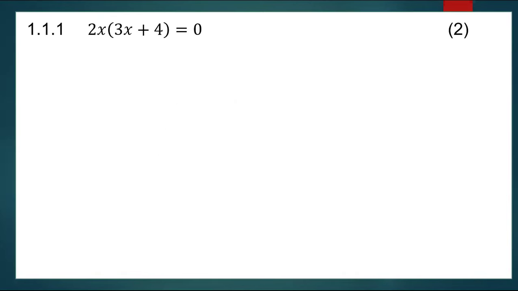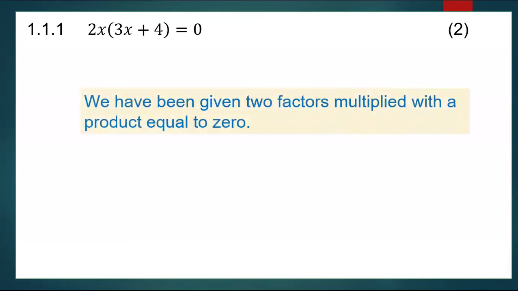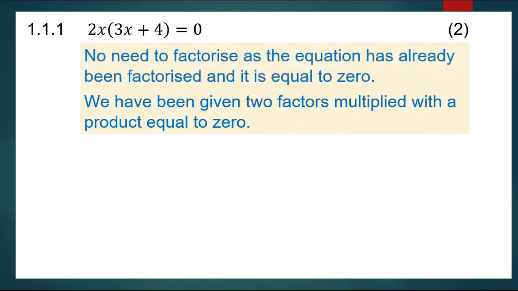Now, when you look at the first one where we have 2x multiplied by 3x plus 4 equal to 0, you will have noticed that you have been given two factors. The first factor is 2x, and the second factor will be 3x plus 4. And when you multiply those two factors, they should give you a product of 0. In essence, there's no need to factorize, as this has already been factorized.